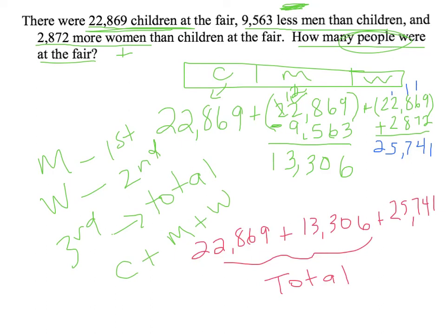Okay, so here we have the total of men, which I got 13,306. The total of women, which I got 25,741. Hopefully I didn't make any mistakes. You'll have to check to make sure. And then to get the total, I would have to add up my children, which are 22,869, plus my men, which are 13,306, plus my women, which are 25,741. You're going to get the total, bring that total back to school, and then answer the last problem that you have for the evening.